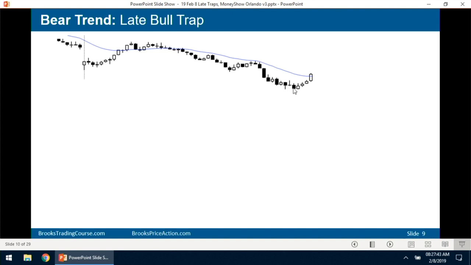We've got a bear trend, and we've got 4 bull bars, and this one is even bigger, so it's starting to accelerate up. But it's also right at the moving average, and we could not get above it here, here, here, here. So this could be a trap.